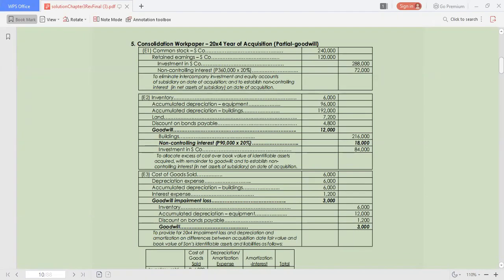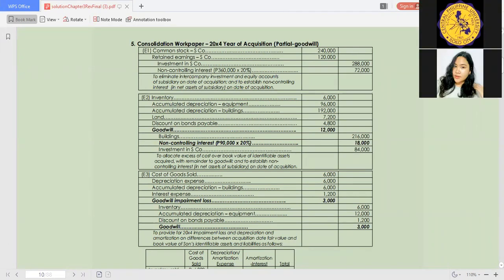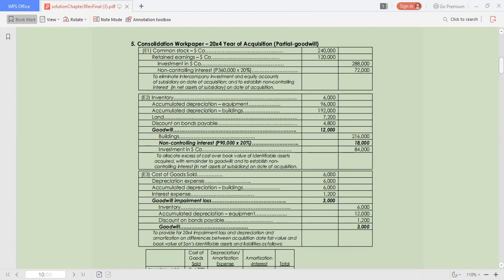Now that's a credit. So we are now adding 288,000, the credit investment in E1, and we have the credit investment in E2. That's now a total of 372,000. Now take note, in E1 we have a credit investment of 288,000, and in E2 we have a credit in the amount of 84,000. Then the non-controlling interest in E1 is credited for 72,000, and in E2 we are crediting it for 18,000. So all in all, the total is 90,000, while the credit investment is 288,000 and 84,000.